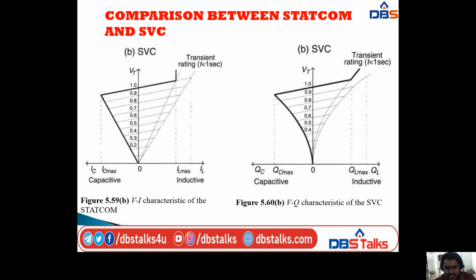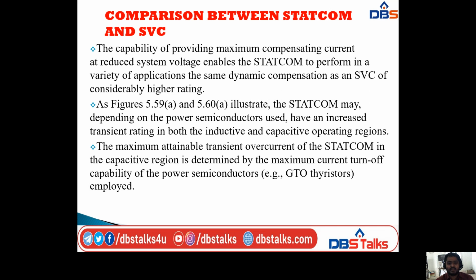The STATCOM, depending on the power semiconductors used, has increased transient ratings in both the inductive and capacitive operating regions. The maximum attainable transient overcurrent of the STATCOM in the capacitive region is determined by the maximum current turn-off capability of the power semiconductor. The example is GTO thyristors. So we have to apply these GTO thyristors, which determine the maximum current turn-off capability in the capacitive region.